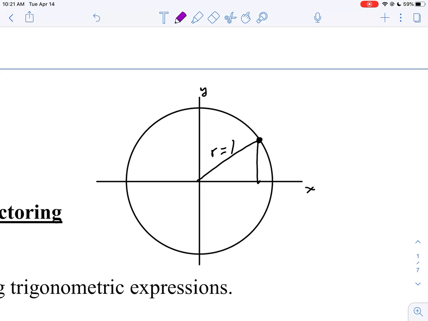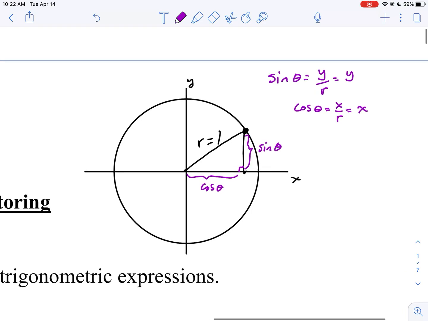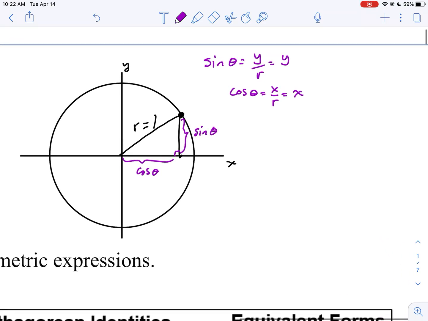So let's take a look at what a Pythagorean identity is. You're familiar with this picture. It's come up quite a bit. If the radius is 1, then sine theta we can think of as y over r. It just really becomes y. And so this distance here can be thought of as sine theta, and this isn't a new idea. And cosine theta, similar thing happens when r is 1. Cosine, the x value here, is just cosine theta.